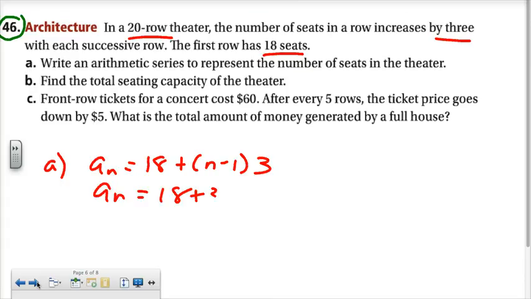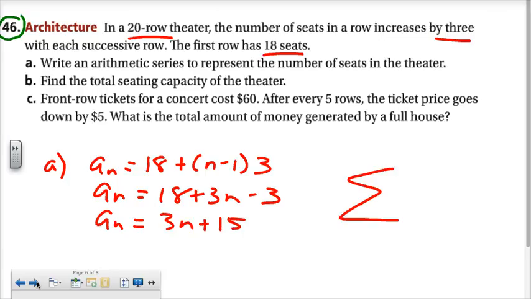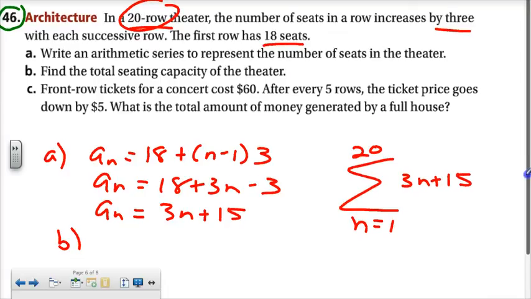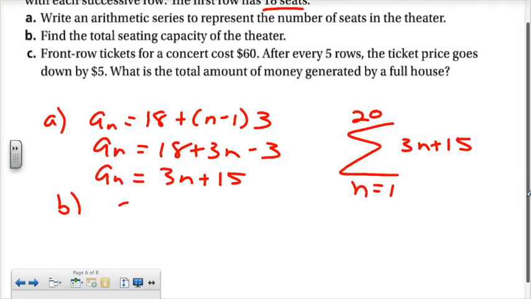So 18 plus 3n minus 3 will be a sub n equals 3n plus 15. So big old sigma, 3n plus 15. And then we wanted to talk about rows 1, 2, 20. Right there. B, find the total seating capacity of the theater. So it's a good thing we wrote that rule, because we're going to need that information.